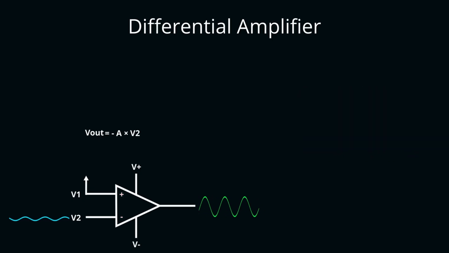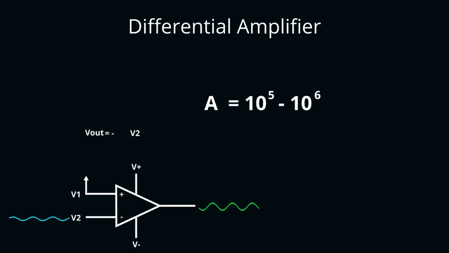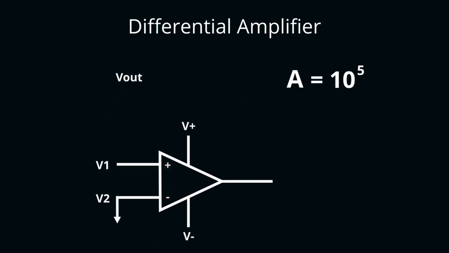Now you may ask, how much can the amplifier amplify the signal? What is the value of A? Most op-amps have an open loop gain of around 10 to the power of 5 to 10 to the power of 6. So for example, if the differential input to the amplifier is 1 millivolt, the output will be 1 millivolt multiplied by 10 to the power of 5. This will be 100 volts. Or if the differential input is 1 volt, we can calculate the output to be 10 to the power of 5 volts.